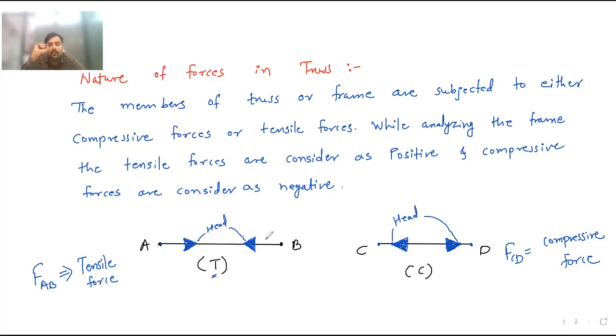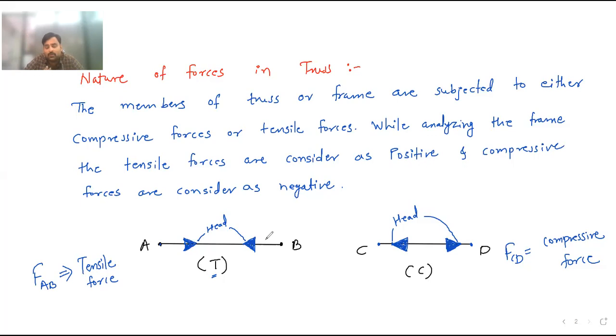Remember that if you analyze the member and you find that the member carries tensile force, the arrow should be away from the joint. And after analyzing, if you get compressive force in the member, then you should show the arrow towards the joint. These are the sign conventions, the nature of the forces in truss or frame. Is there any doubt in this? Because this is important. The understanding of this is very important. Is there any problem in this? No, sir. Okay. If no problem is there, then we will move further.